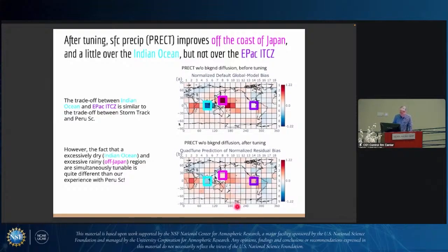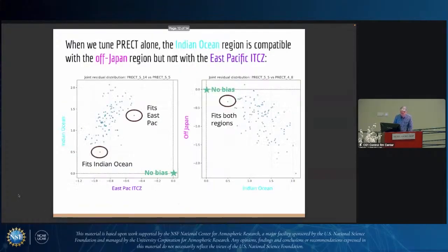Okay, but what's interesting here is the Indian Ocean here is too dry. Off the coast of Japan, it's too rainy, and both those biases improve. So that's a very different situation. Something different is going on there. We can look at that, and we can see, okay, Indian Ocean and Eastern Pacific ITCZ, they have this sort of trade-off. We'd like them to be here, but we don't have a single point that does that. For off Japan and Indian Ocean, it's very different. If you improve the rain in one region, you improve the rain in the other region, which is very nice. That's quite handy.